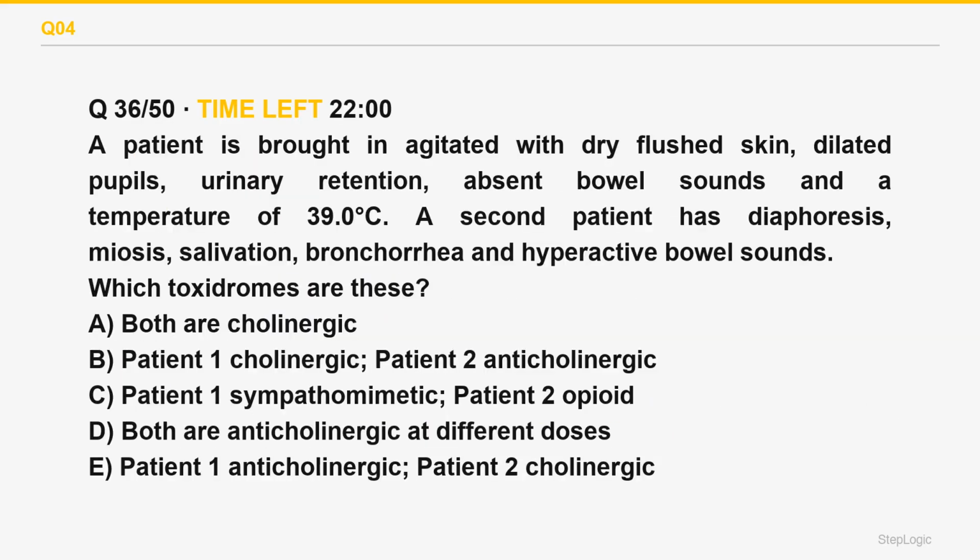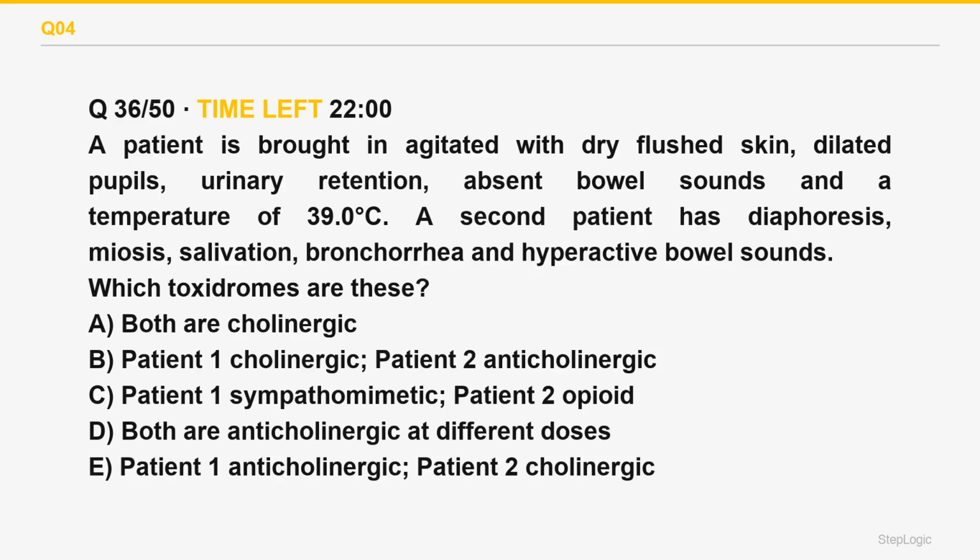Which toxidromes are these? A patient is brought in agitated with dry, flushed skin, dilated pupils, urinary retention, absent bowel sounds, and a temperature of 39.0 degrees C. A second patient has diaphoresis, meiosis, salivation, bronchorrhea, and hyperactive bowel sounds.